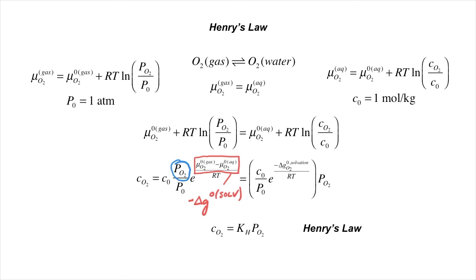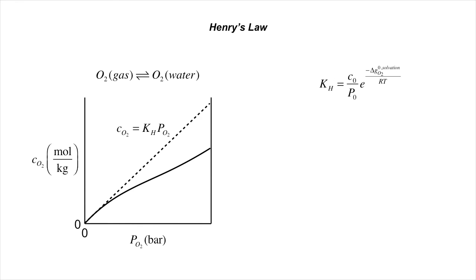Collecting the terms not involving the PO2, we end up with Henry's law, which predicts a linear relationship between solute concentration and the gas phase partial pressure. On a graph, we expect the solubility to look something like this, with a dependence that becomes linear at low concentration, with a slope kH equal to the terms shown here. At 298 Kelvin, the standard free energy of solvation is about 16.5 kilojoules per mole, which means that solvation of O2 is quite unfavorable. However, the second law is a powerful motivator.